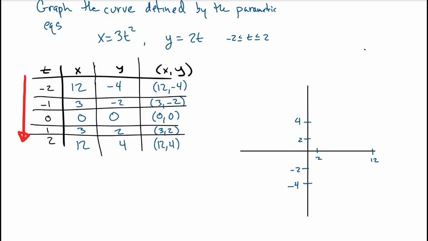So what do we got? We got 12, -4 is our first one. Our next one is, I put in a 2. Let's move this thing over. Back up, back up, back up. Let's just call that 3. We'll make a point there. And then we're going to have 0, 0. Then we're going to have 3, 2. And then we're going to have 12, 4.